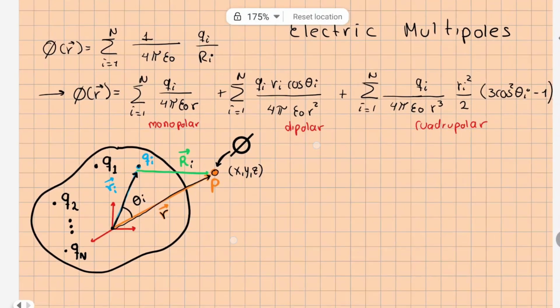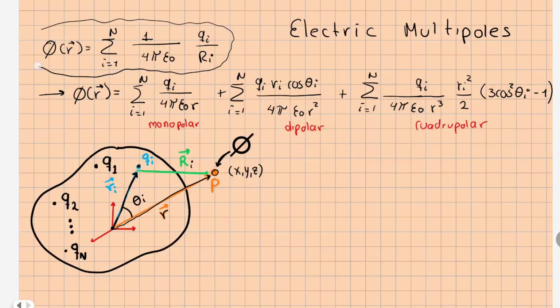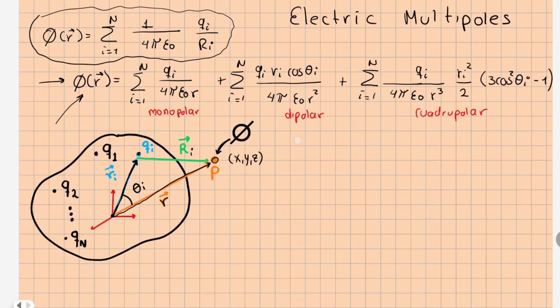Okay, we saw in that first video that, first of all, the general formula to calculate the electric potential due to n charges is this one over here. But we wanted to calculate the electric potential in a more accurate way, and what we saw is that we can deduce this formula that we have here, where we get three important concepts: the monopolar term, the dipolar term, and the quadrupolar term.